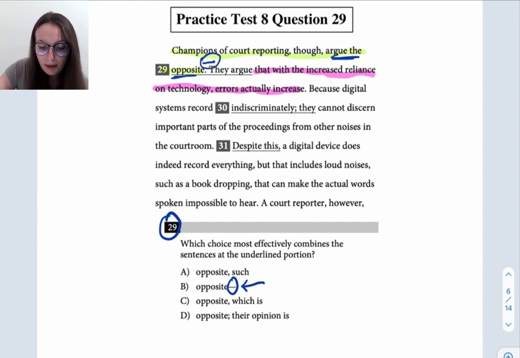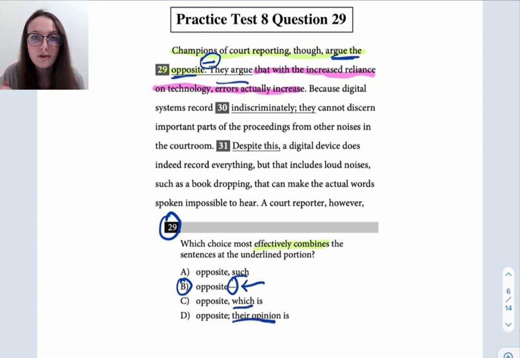So I want to talk a little bit more about why choice B would be the best answer given what this particular question is asking. It says, which choice most effectively combines the sentences at the underlined portion? So of course you could say which is, their opinion is, they argue, or such. Like all of those would technically work, but they're asking for the most effective way to combine them. So the most effective way to combine them would be to use punctuation that does the specification for you, rather than actually using wording to indicate that you're about to start specifying what this opposite argument is.